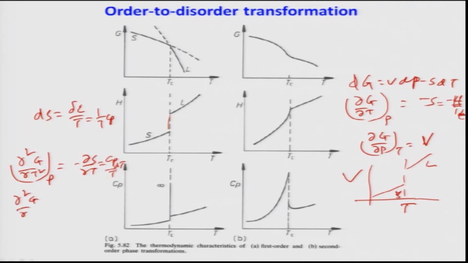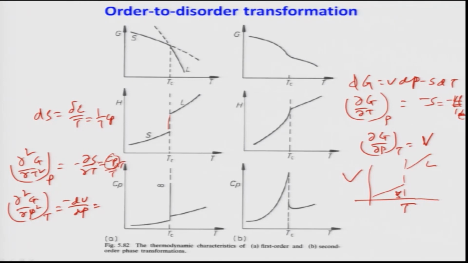Similarly, if I take the second order derivative of G with respect to P squared at constant temperature, this will be minus del V by del P, that is nothing but compressibility, or basically related to compressibility. So, the important factor is Cp, that means Cp is important.